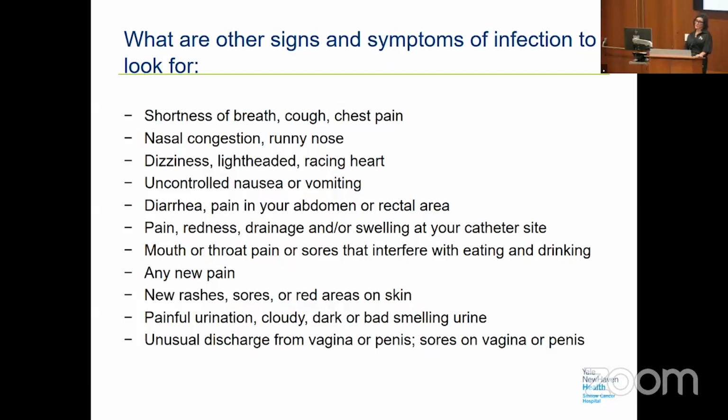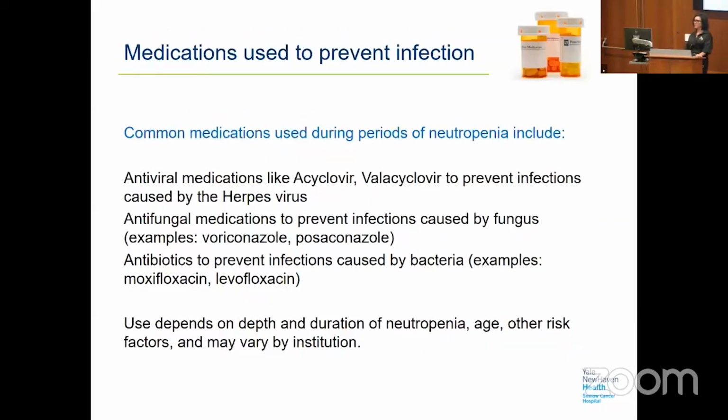Uncontrolled nausea, vomiting, new abdominal pain, changes in your bowel habits, any pain or redness on your skin may be a sign of infection, particularly if you have one of those catheters that I showed, any pain at the insertion site, any new rashes or sores that aren't healing, changes in what your urine looks like or smells like, or any unusual discharge may be signs of infection to bring to your healthcare provider's attention.